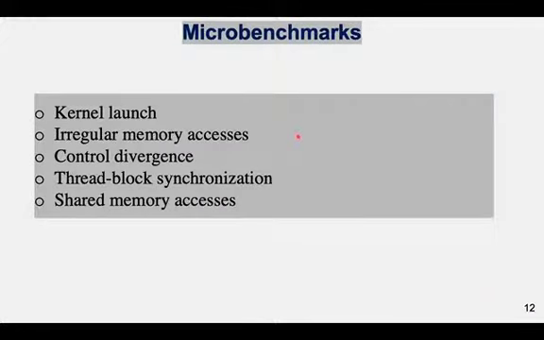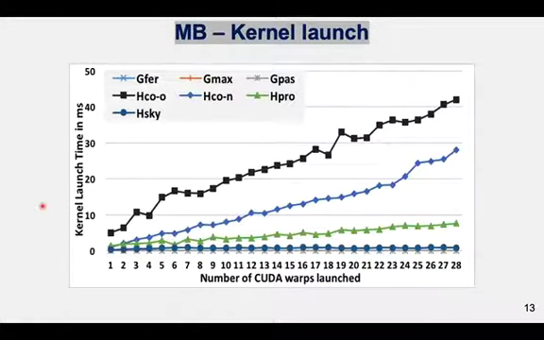We have designed a set of micro benchmarks to evaluate the overheads and performance limiting factors of the proposed implementation. Specifically, we evaluate the performance of kernel launch, irregular memory accesses, control divergence, thread block synchronization, and shared memory accesses. This slide shows the result of kernel launch overhead. The x-axis shows how many CUDA warps are configured. The y-axis shows the kernel launch time in milliseconds.